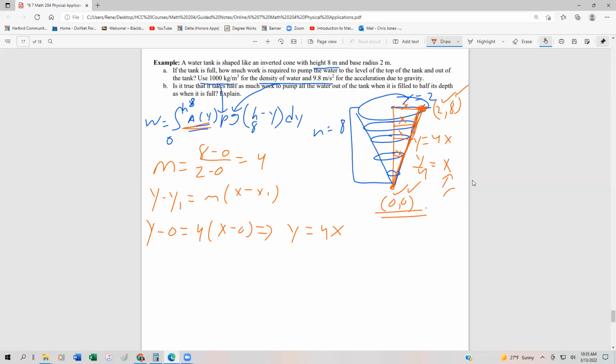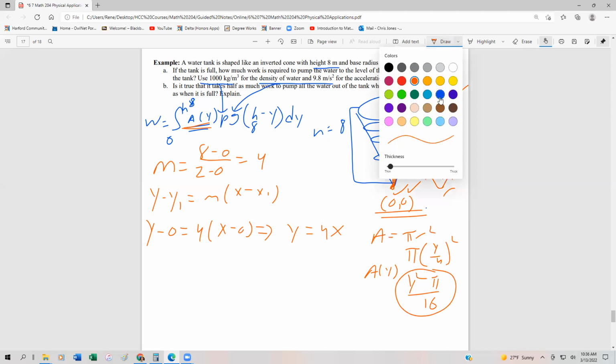Now we know that the area of a circle is going to be pi r squared, all right? But we know that x is the radius, but also y over 4 is the radius. So this would be pi times (y over 4) squared, or y squared pi over 16. And so this is going to be our A of y function. And we're just going to substitute it right back into the work formula. So let's do that and then compute.